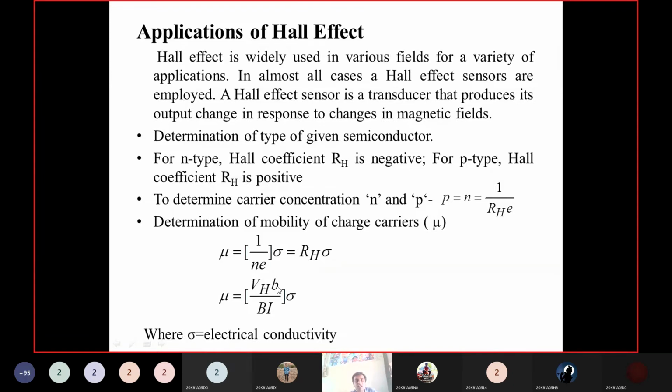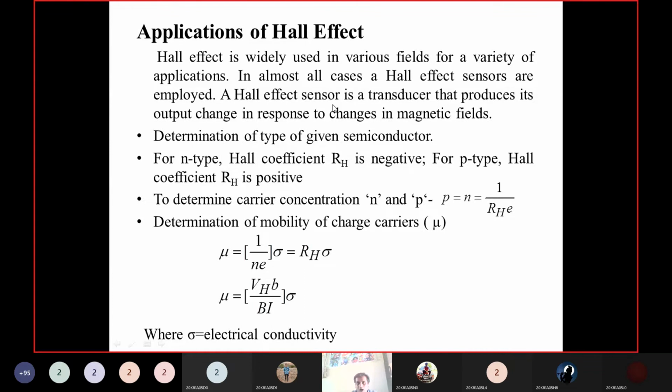These are the applications of Hall effect. What is the first application? By using the Hall coefficient, we can calculate the magnetic field, whether it is a strong magnetic field or a weak magnetic field. By using the Hall coefficient or Hall voltage, we can calculate the magnetic field.